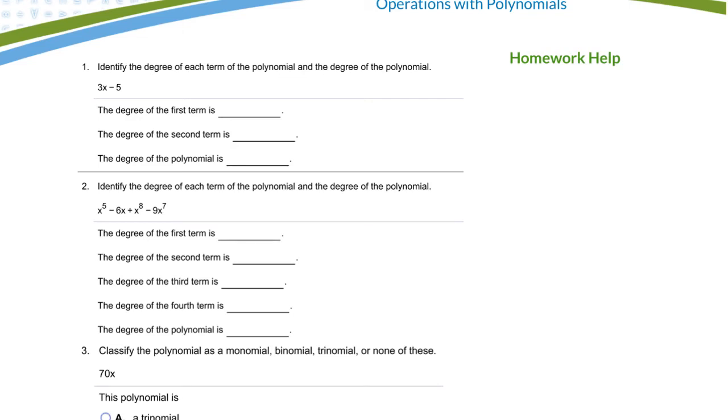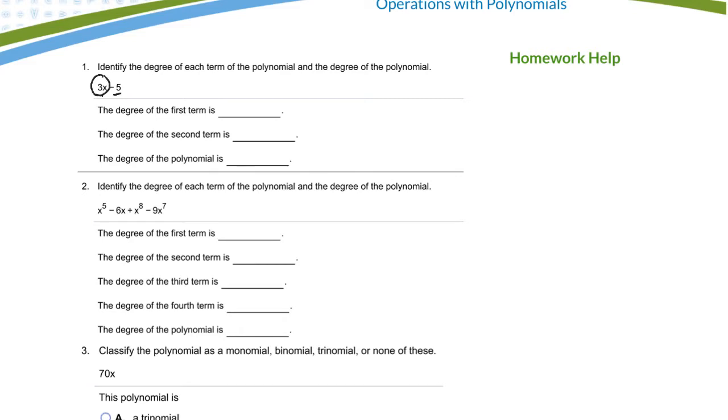All right, here's some questions that deal with polynomials. We'll look at what a polynomial is, some characteristics, then we'll do some operations with them. So the first says identify the degree of each term of the polynomial and the degree of the polynomial in general. So here are the two terms of this polynomial.